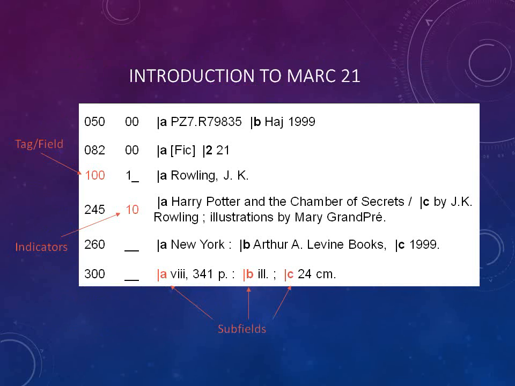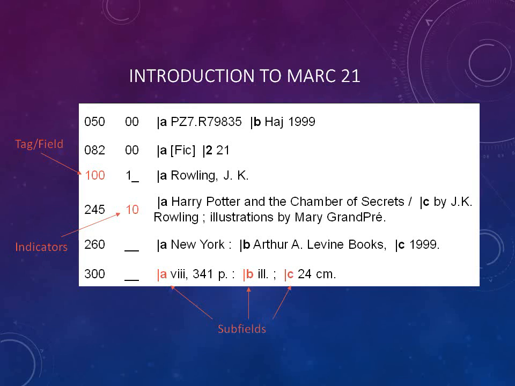This is a partial example of the MARC bibliographic record for the second Harry Potter we looked at earlier. You can see the 3-digit field or tag number on the left. Each field also has 2 indicators which represent certain information. And within fields, there may also be subfields. Subfields are predefined for certain types of information. If you look at the 300 in this example, subfield A contains pagination, while subfield B contains illustration information, and subfield C the height measurement of the book.